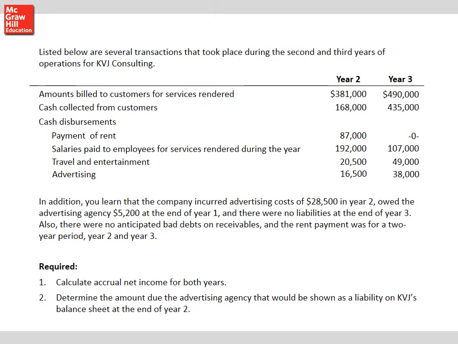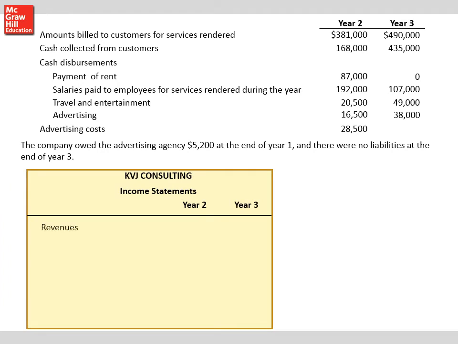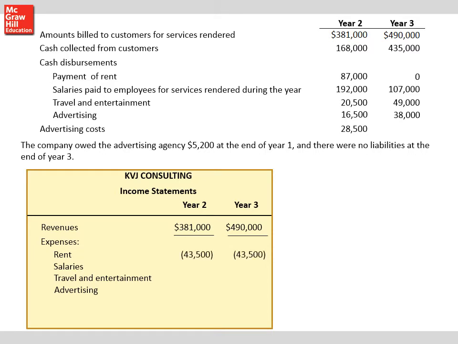So now let's calculate the accrual net income for both years. We're not doing the cash side, just the accrual. So there's our information. Our revenues are the amounts billed, $381 and $490 for years 2 and 3. Then we'll list our expenses. And now the dollar amounts. We paid $87,000, but we're not doing cash accounting here. We're doing accrual. So what time period was that rent for? 24 months. So half of it is an expense in year 2 and half of it is an expense in year 3.